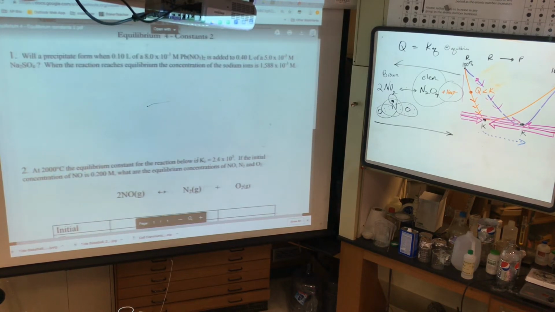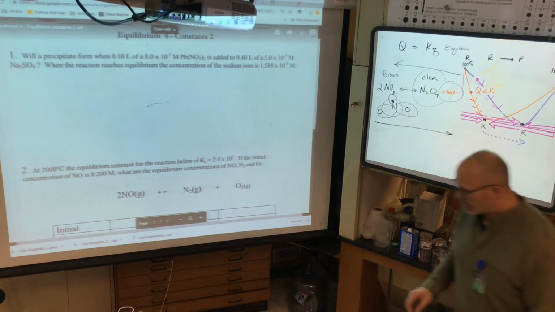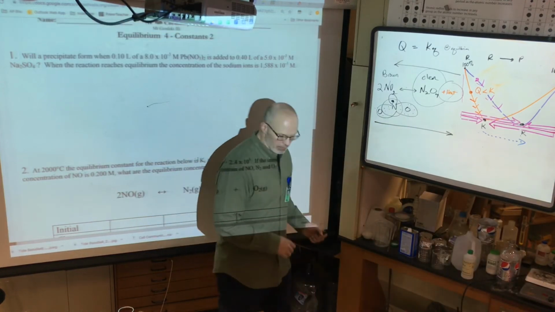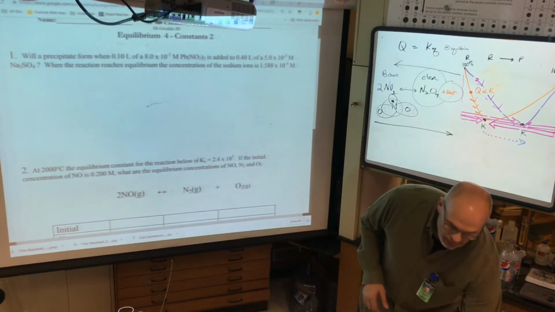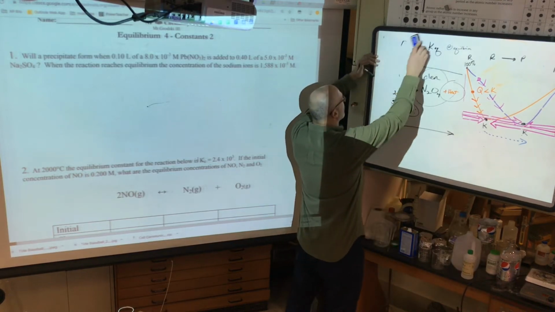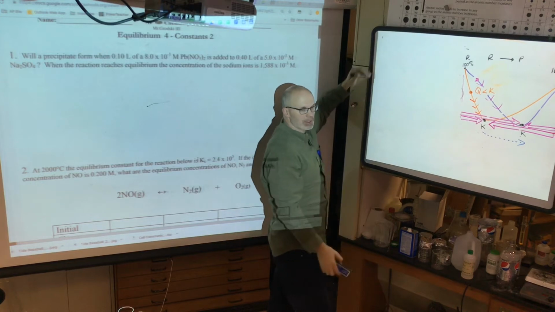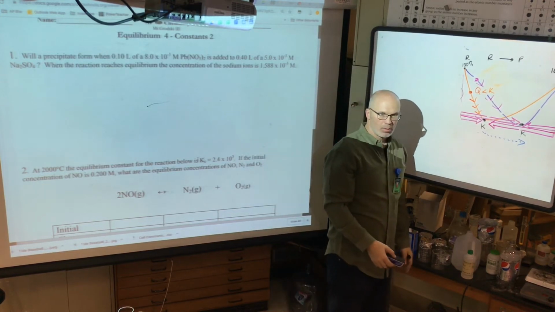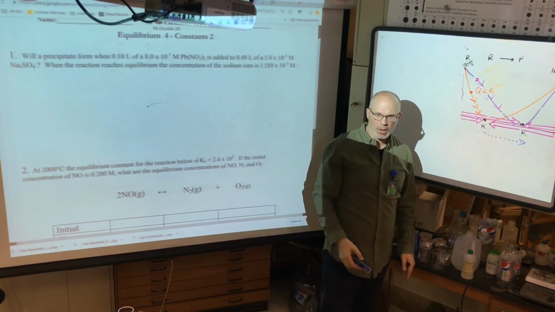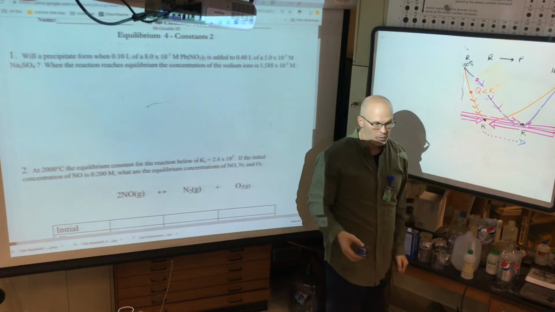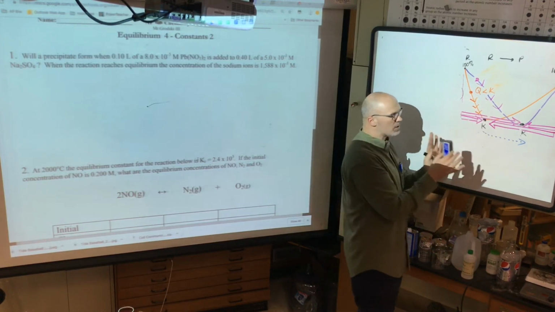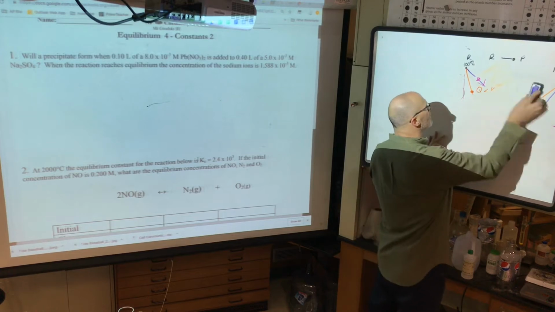All right. Now, I'm going to do this right here. We're going to do it together. Now, this is our first type of equilibrium problem. Ooh, equilibrium problem. What does that mean? We're always going to work to equilibrium, and then we're going to have some values of K. We could change the temperature. All of this, you need to understand.